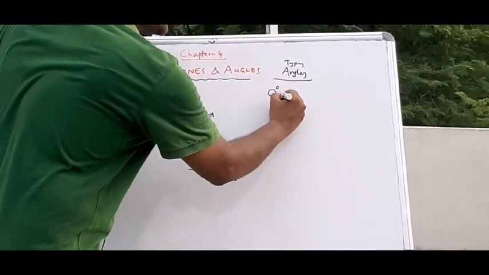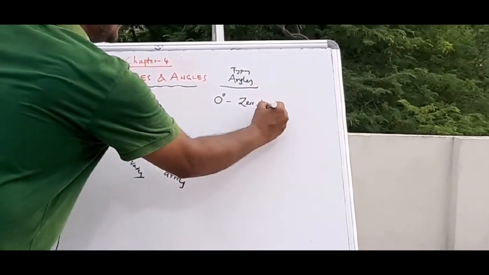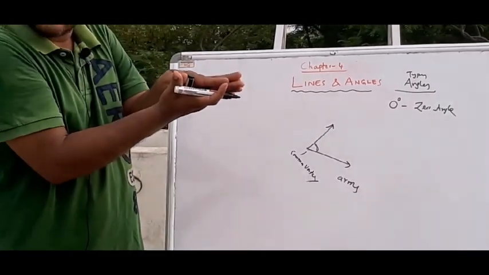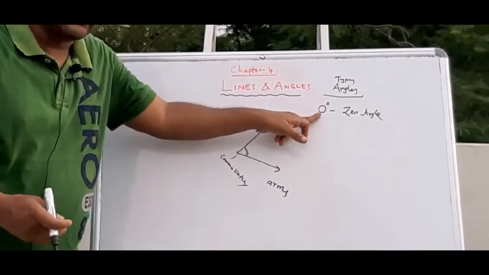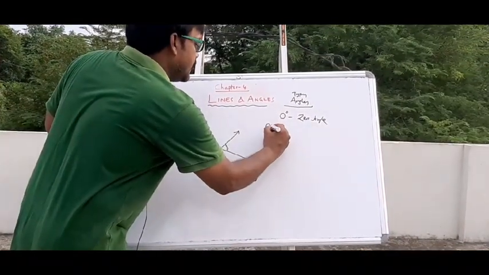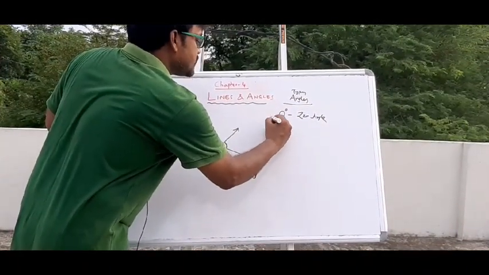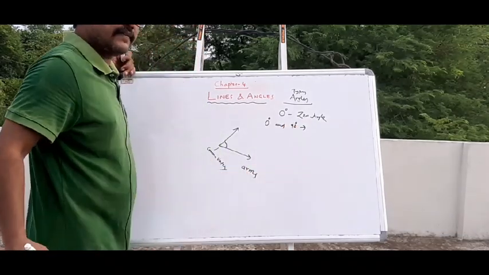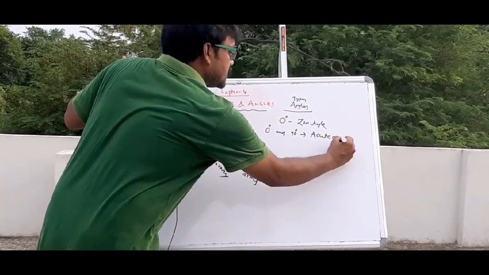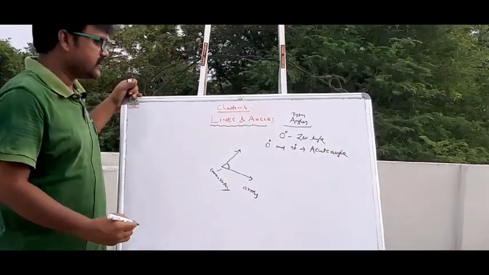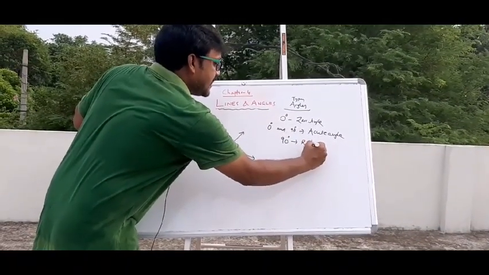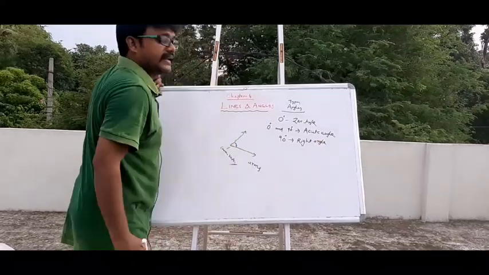First, 0 degrees, that means zero angle. When the initial ray and terminal ray are in the same position, there is no angle, that is measured as 0 degrees. Between 0 degrees and 90 degrees, what name was given to it? Very good, acute angle. Then what is the name of 90 degrees? Right angle.